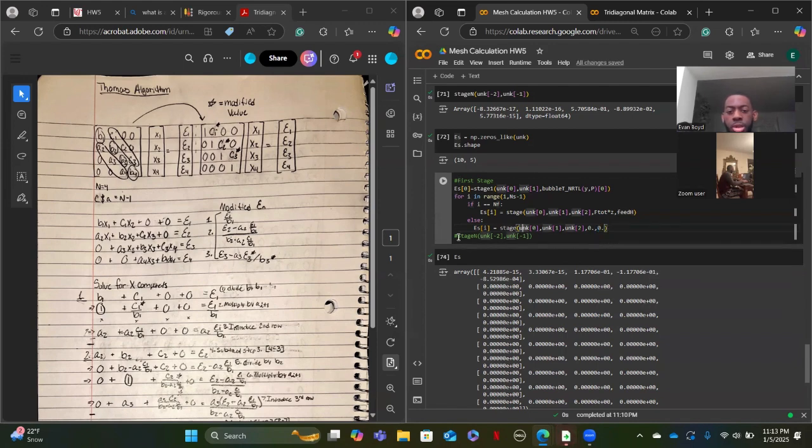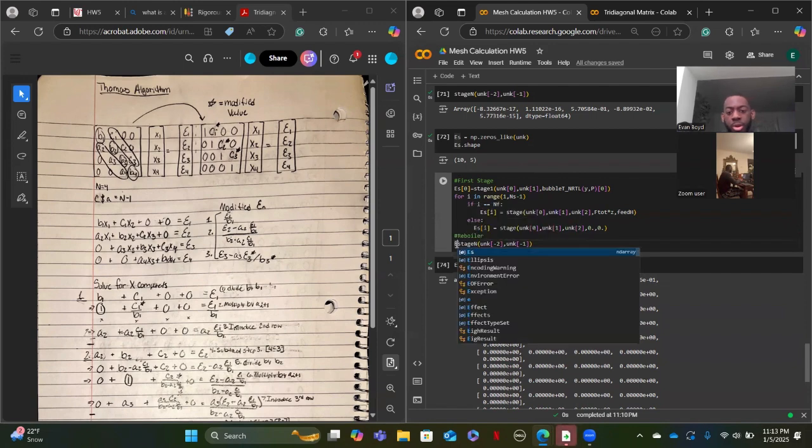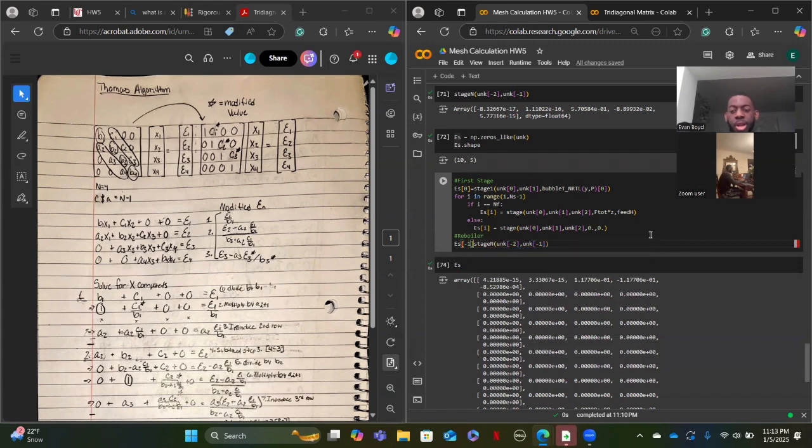All right, and then lastly, we have our reboiler. This one's pretty easy. All we have to do is fill in our E's. The last column, the last row, is equal to the staging of our unknown twos and our unknown ones. So this is literally all the setup we need for this.